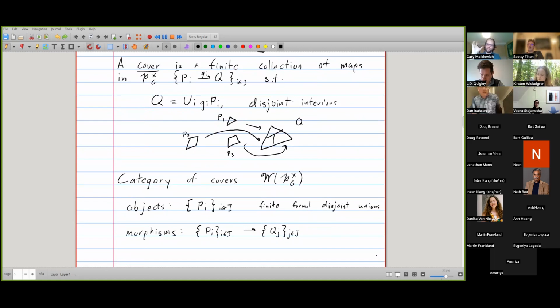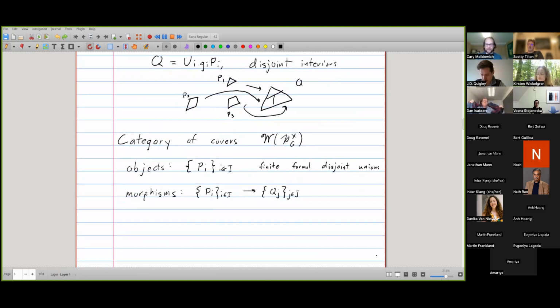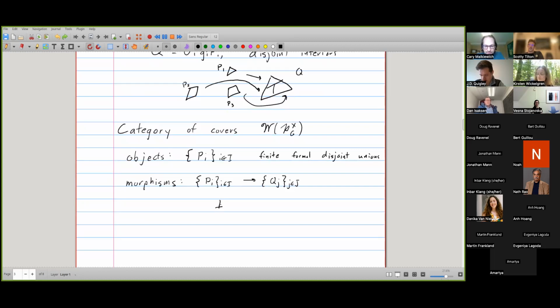And then if I want to map from one finite collection of polytopes to another finite collection of polytopes, what are the morphisms? Well, I have to pick a map of sets from I to J. And then I have to pick a map from each P_i to Q_f(i). So this map is going to be by an element g_i. I apply some group element. Basically, I'm applying a group element to put P_i into one of the Q_j. And I want this to be arranged so that if I take one Q_j and I take all the P_i that hit it, so I take i in f inverse of j, I want this to be a cover.